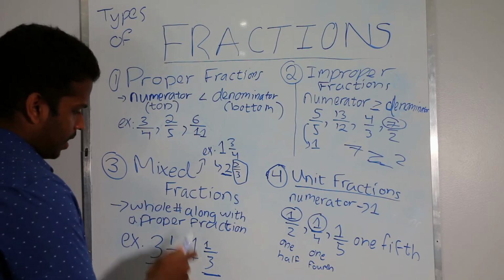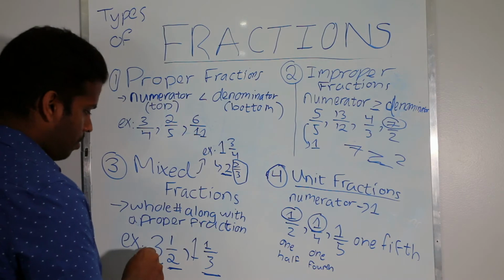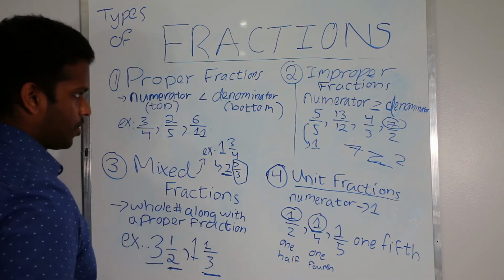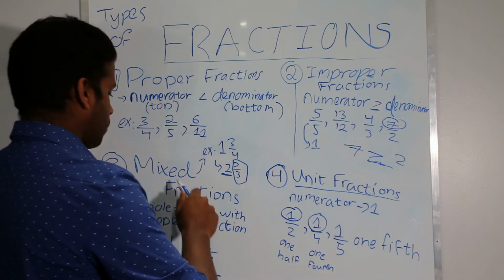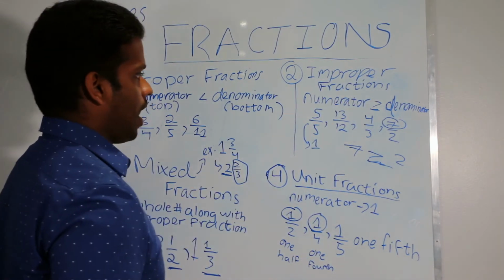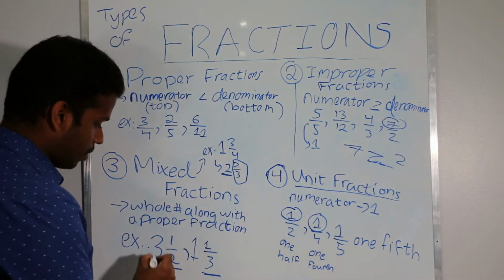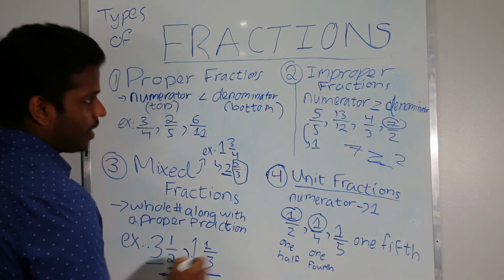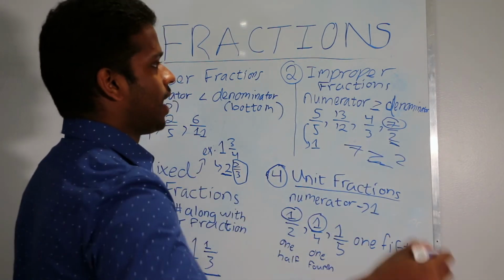Basically you just have to know that in a mixed fraction, you'll have a whole number along with a proper fraction. Later on in the series, you'll know that you can convert from mixed fractions to improper fractions and vice versa. If you already know fractions, you know that what we have here is equal to what we have here, but I'll explain that later on in the series.